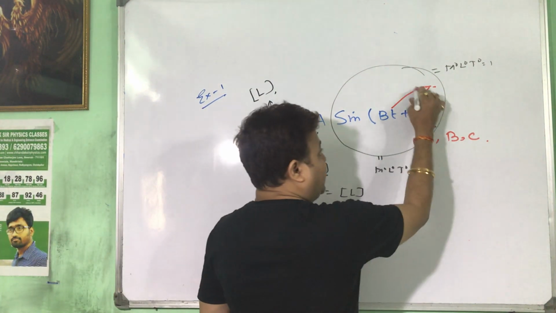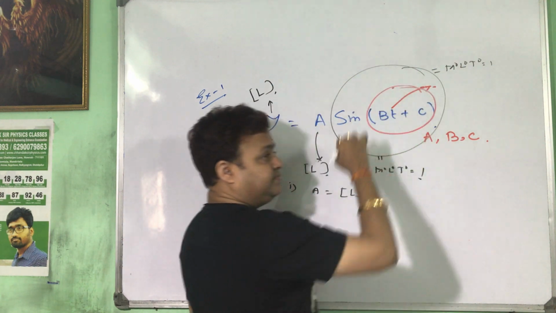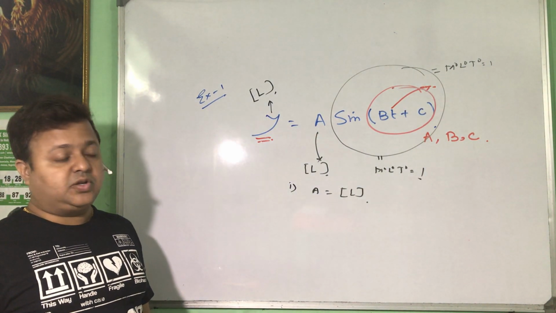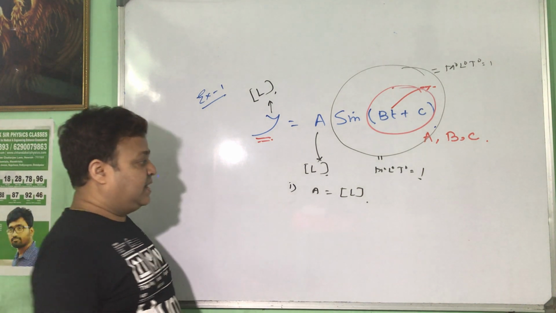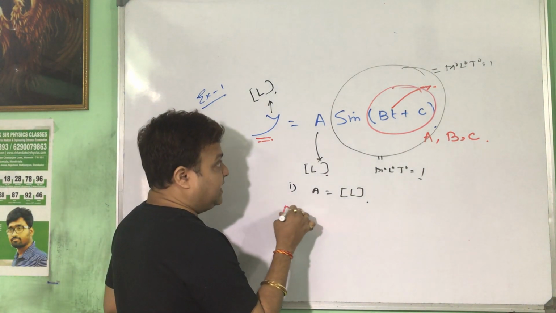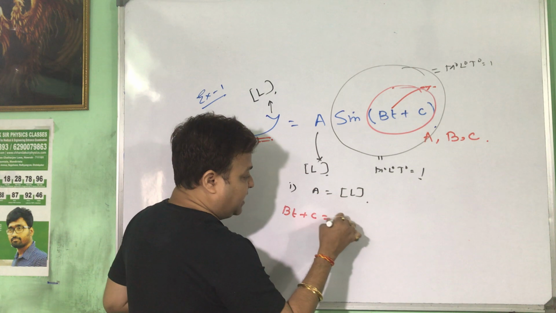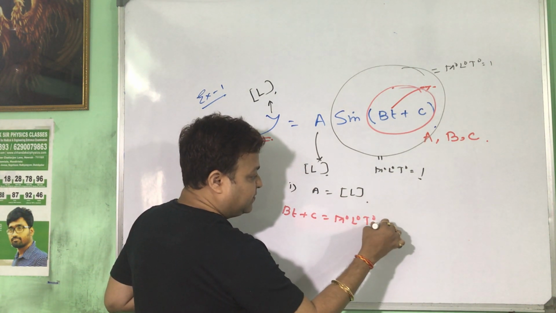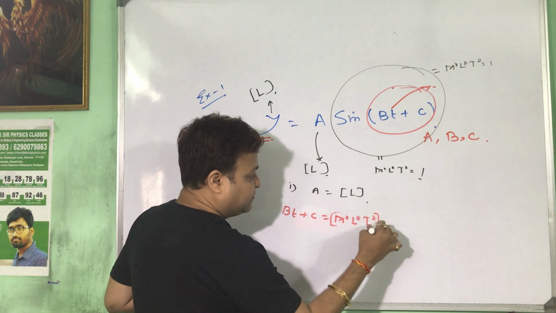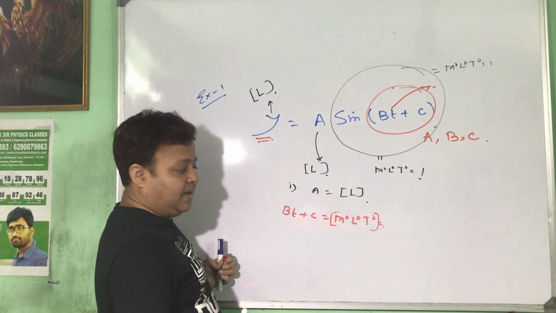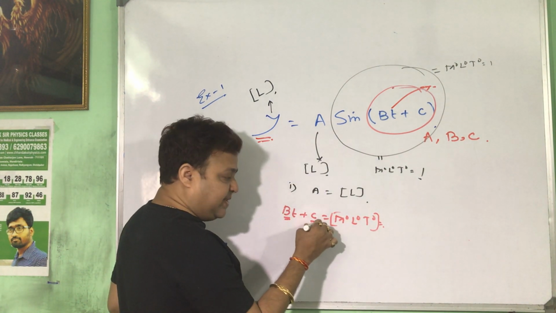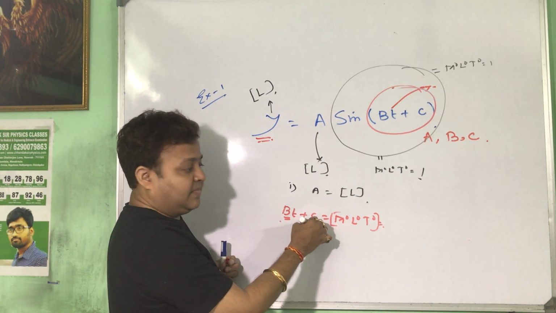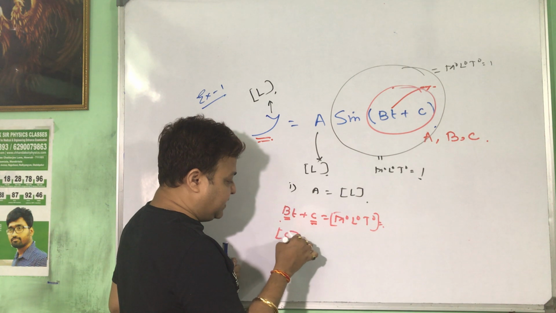Now this one is also a mathematical term. This is the angle. So bt plus c is dimensionless, that is M⁰L⁰T⁰, that is 1. We can add the same dimensional quantity or subtract the same dimensional quantity. That means C is a dimensionless quantity.